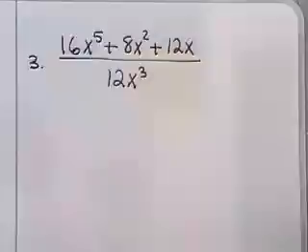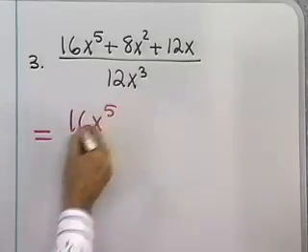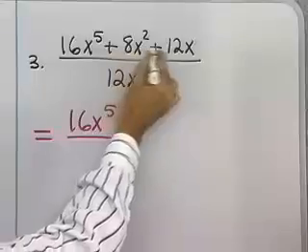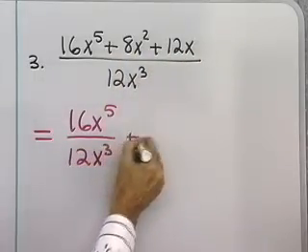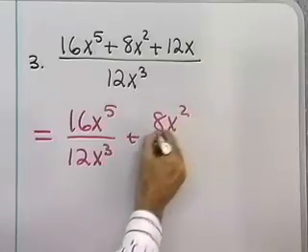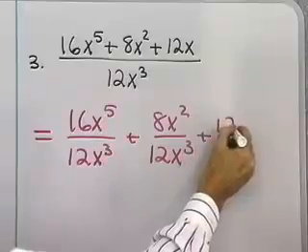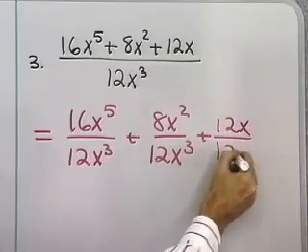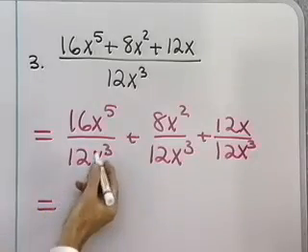Here's our next one. I want to take this trinomial on top, divide by 12x cubed. I'll do the same thing that I've done in the first two examples, and that is divide each term in the numerator by 12x cubed. So here's 8x squared divided by 12x cubed, and then finally 12x divided by 12x cubed. Now I can simplify each individual term.